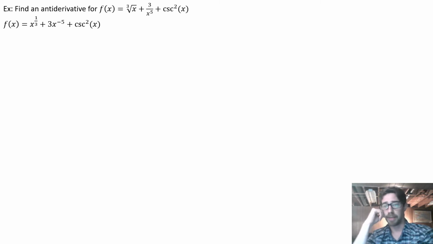So you have to be able to do that. Cube root of x is x to the 1/3. 3 over x to the 5th is the same thing as 3x to the negative 5th. And then cosecant squared is just cosecant squared. Now we can use our power rule.